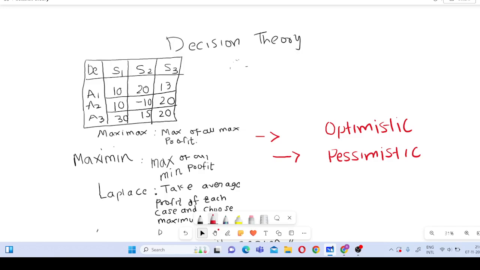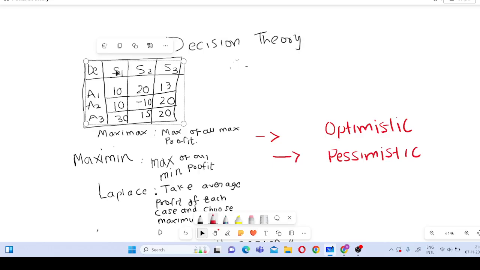Today we'll start with decision theory. So in decision theory, basically the matrix of this form will be given. This represents the action which can be taken, or it can be considered as a decision which can be taken. And S1, S2, S3 represent the states of nature.